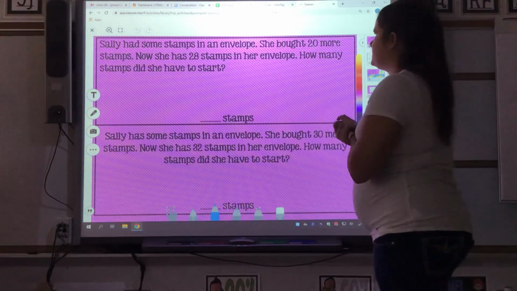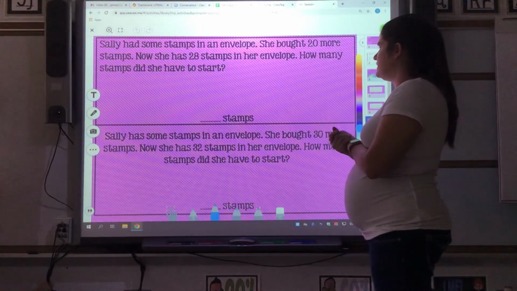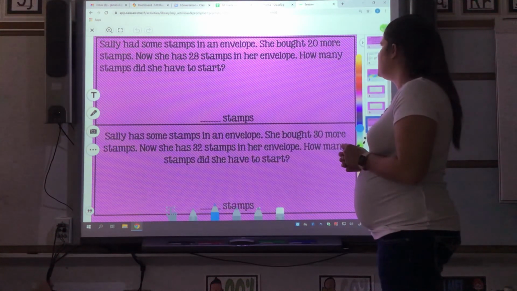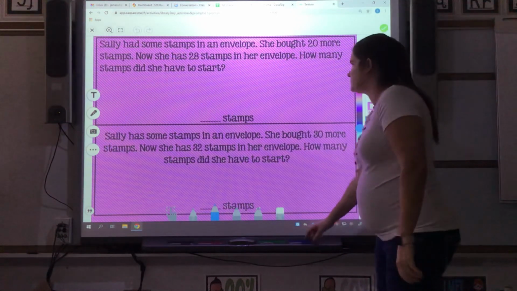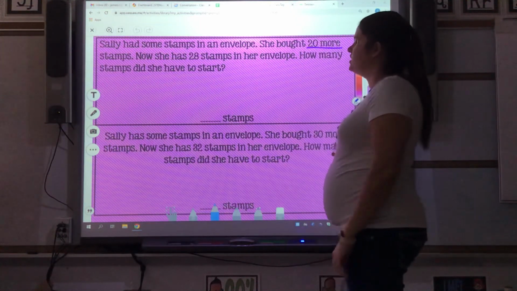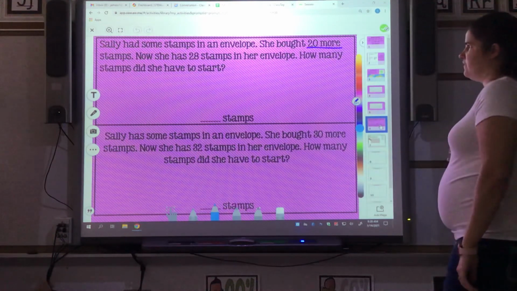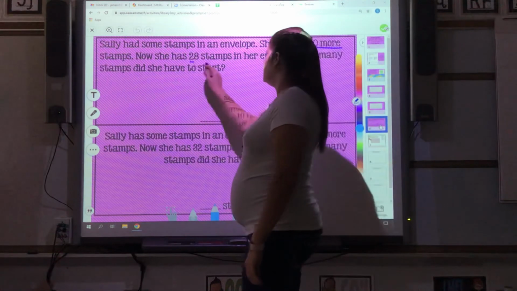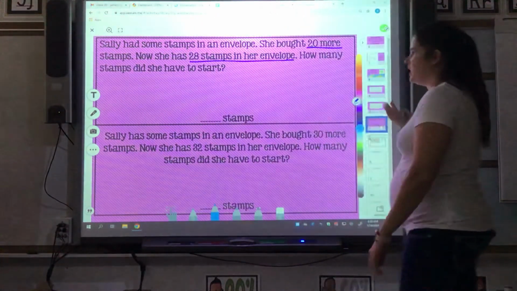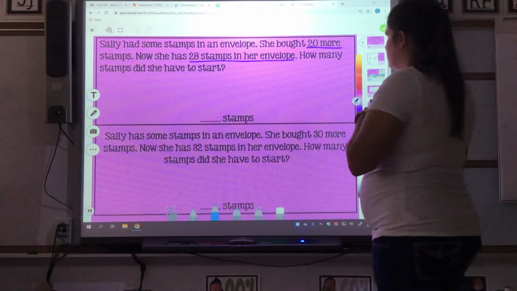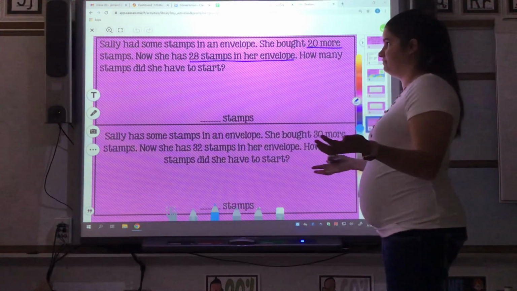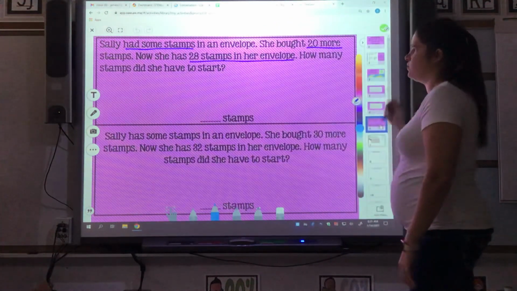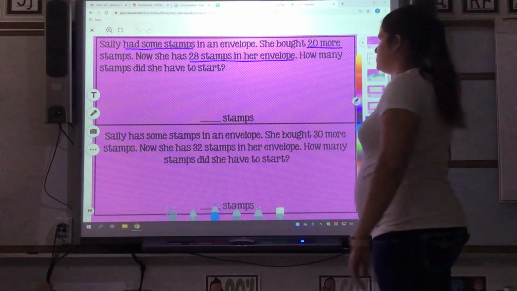These problems are very similar. We just have given you different numbers in each. So the first one says, Sally had some stamps in an envelope. She bought 20 more stamps. Now she has 28 stamps in her envelope. How many stamps did she have to start? So that looks kind of tricky. You are not going to take those two numbers and add them together. She had some, but we don't know how many she had. She bought 20 more. Now she has 28.